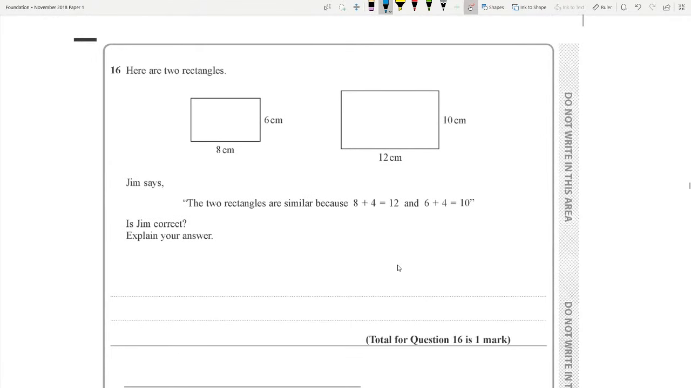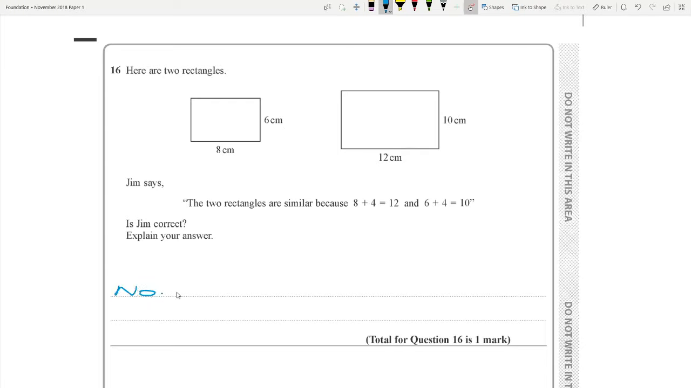Question 16. Here are 2 rectangles. Jim says the 2 rectangles are similar because 8 add 4 is 12 and 6 add 4 is 10. Is Jim correct? Now, to prove that 2 shapes are similar, you have to show a scale factor that is common for all lengths of that shape. And in order to get a scale factor, you have to multiply. You cannot add. So he just added 4 to each. He thought, 8 add 4 is 12, and 6 add 4 is 10, so it must be similar. The answer is no, he's not correct.